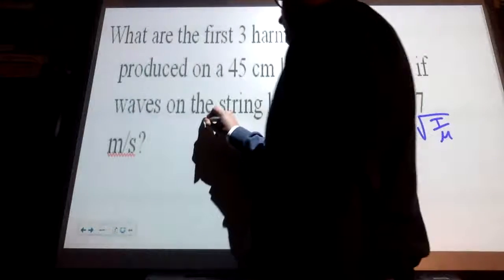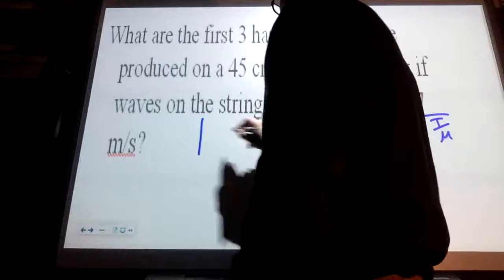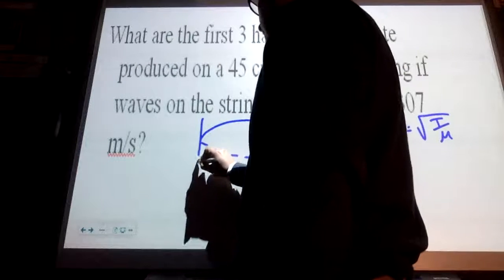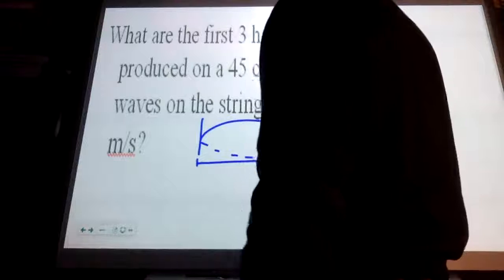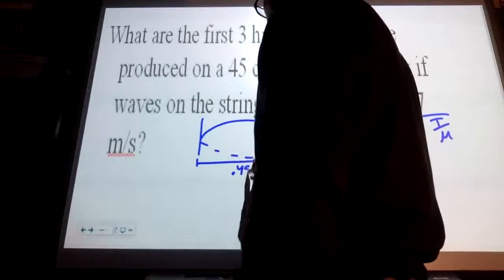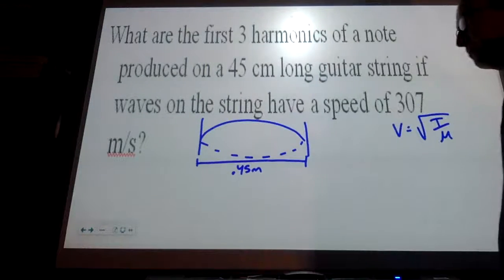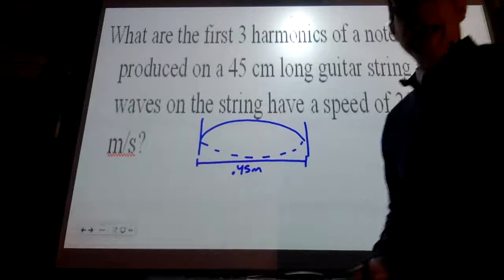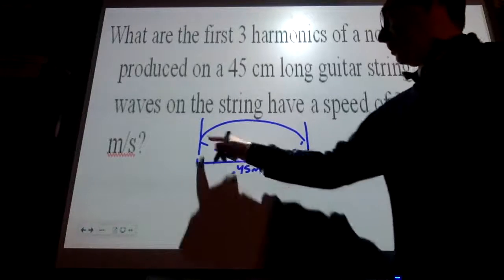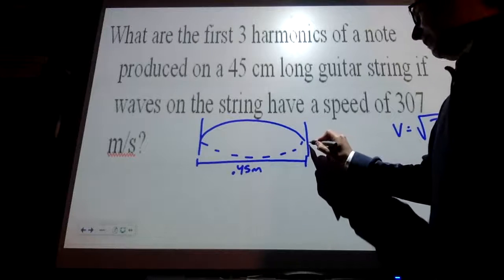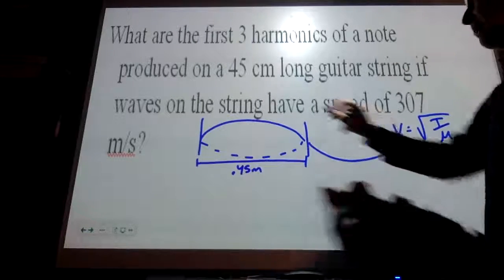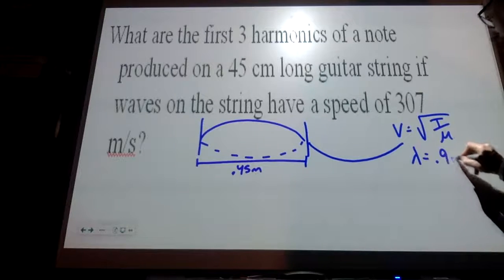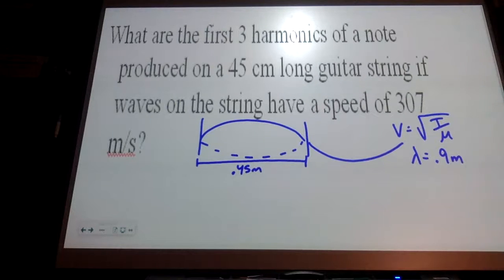All right, so our first harmonic, I always draw it out. And I'm saying that this distance is 0.45 meters. This here represents a half of a wavelength, this distance from here to here. If it was to continue on, that would be a whole wavelength. So that tells me that for the first harmonic, my wavelength is 0.9 meters.